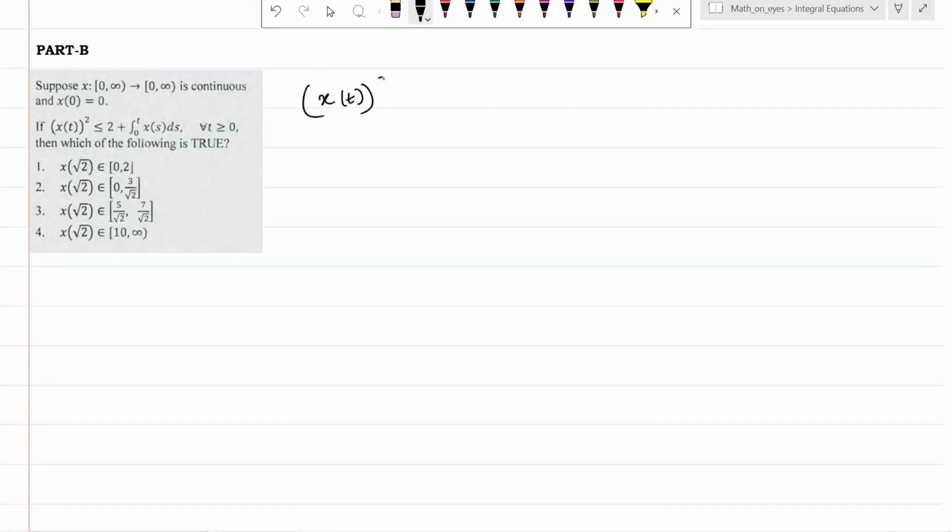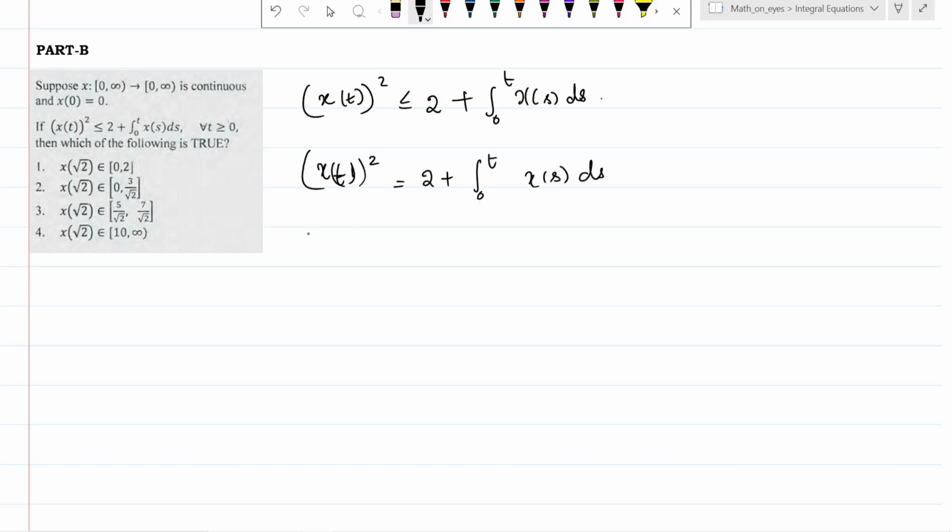(x of t) the whole squared is less than or equal to 2 plus integral 0 to t x of s ds. Just consider the equality case: (x of t) the whole squared is equal to 2 plus integral 0 to t x of s ds. So take the differentiation: 2 times x of t into x dash of t is equal to integral 0 to t x of s.